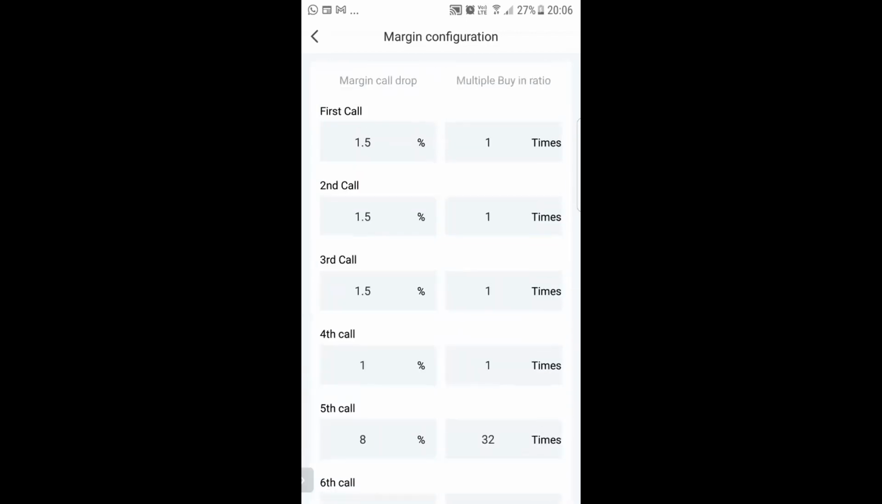Now, call number 1, 2nd, 3rd, and 4th, you can see that when the market drops by 1.5%, we're going to buy. When it drops, the first call, when the market drops by 1.5%, we're going to buy 1 times. When it drops again by 1.5%, we buy again.